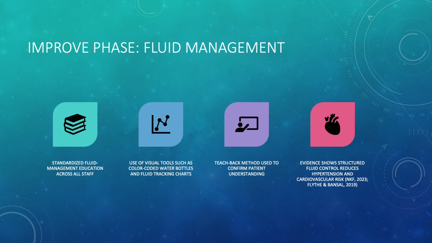The improve phase introduced the fluid management quality program intervention. This included standardized fluid management education for all the staff, the use of visual tools such as color-coded water bottles and fluid tracking charts, and the teach back method to confirm patient understanding. Evidence shows that structured fluid control interventions reduce hypertension and cardiovascular risk in dialysis patients. By simplifying education and improving consistency, this intervention targets the root cause identified in earlier phases.